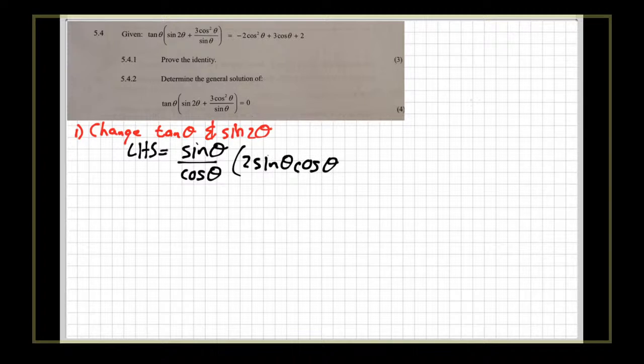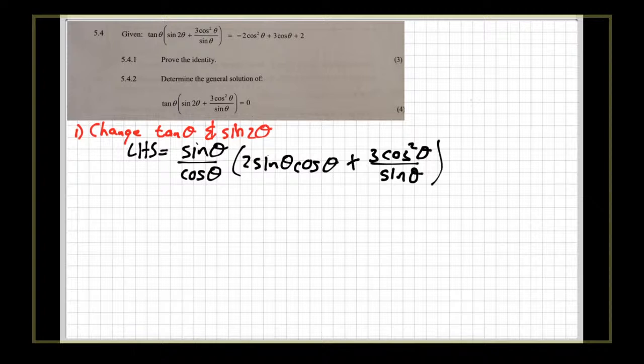Again, I would only change these. If there was a cos 2 theta, I leave it alone. I don't change it because I don't always know what I want to change it to. It has 3 options. But let's quickly go back now to the sum. And then I'm left with plus 3 cos squared theta over sine of theta.